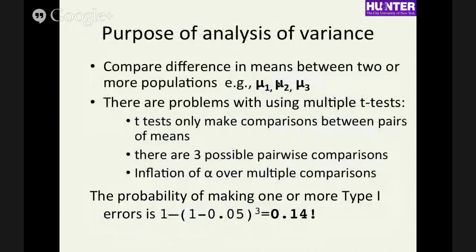So here I actually calculated what that type 1 error probability would be if we have 3 groups. The probability of not making a type 1 error on one of them is 0.95 cubed, and 1 minus that, our type 1 error rate, is actually up to 14%. And again, that's not the end of the world. You can do corrections that help with that multiple testing problem, but it's not as good as doing an analysis of variance.